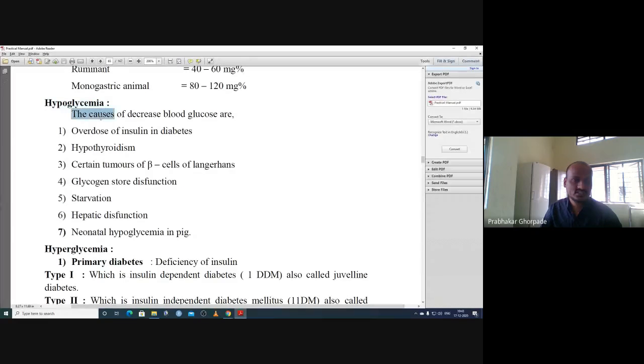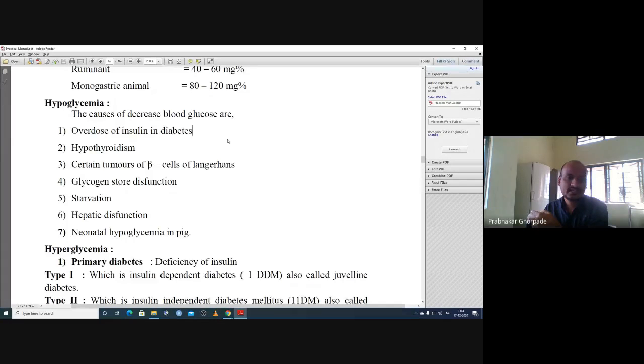The causes of the decrease in blood glucose include, first, an overdose of insulin in diabetes. A person has diabetes and takes an insulin dose in the morning to take glucose inside the cells, and then forgets that he has taken that dose. So he again takes a syringe and injects himself with insulin. That is a bad thing. That is an overdose for diabetes mellitus, and he will have a very low glucose level in that case. So this is hypoglycemia.